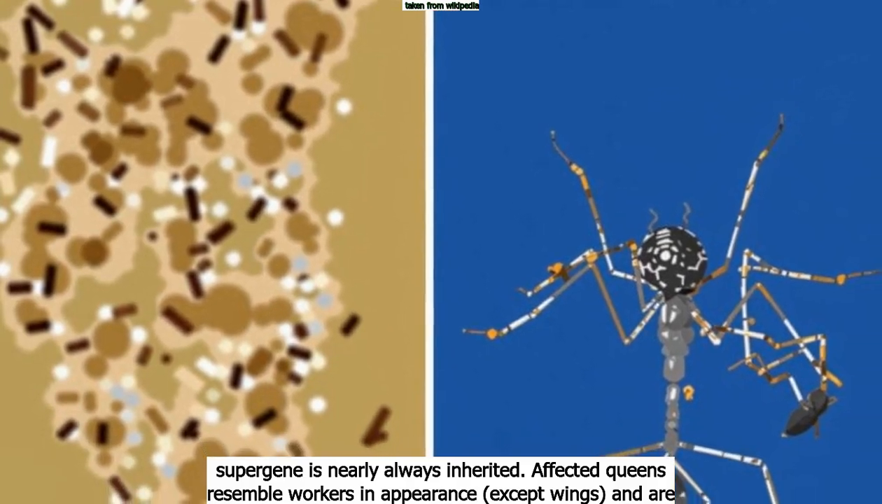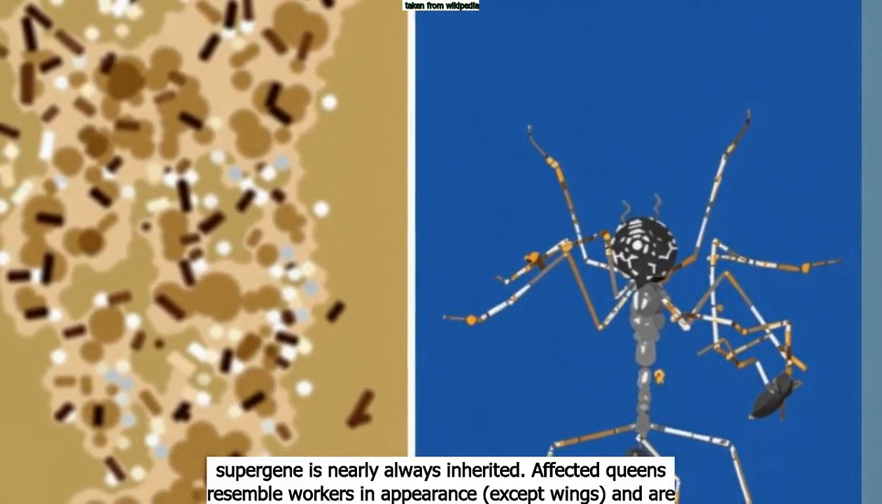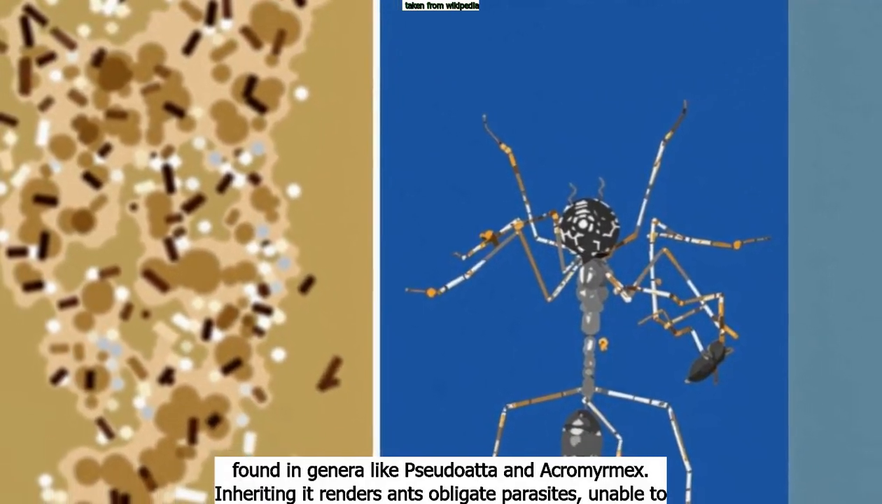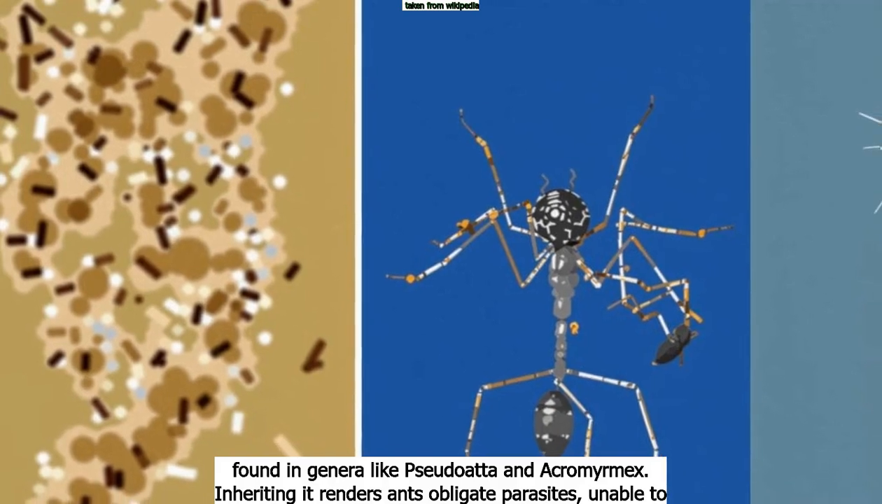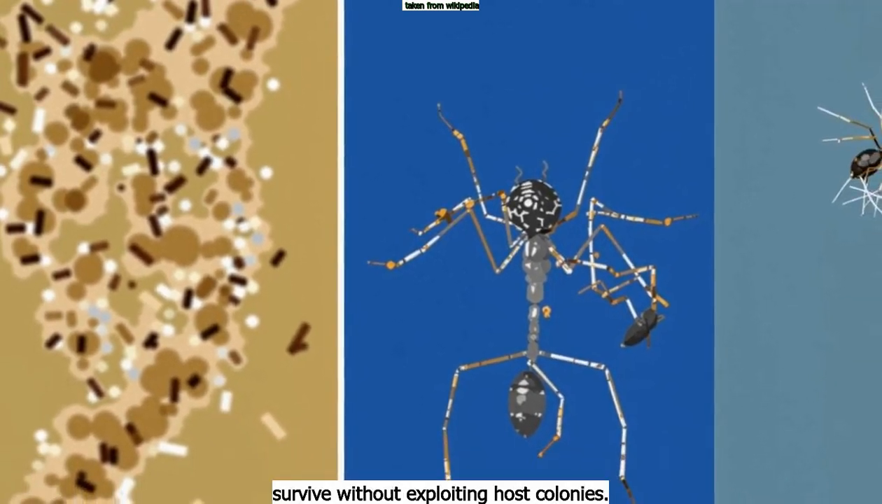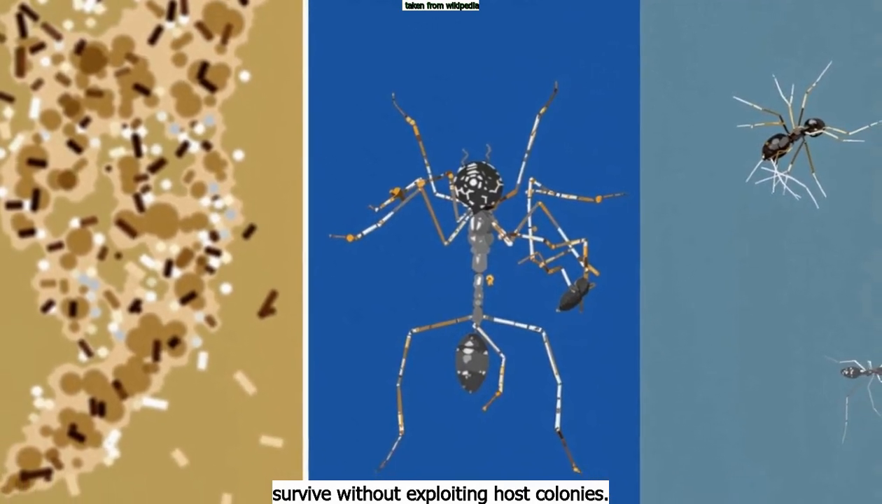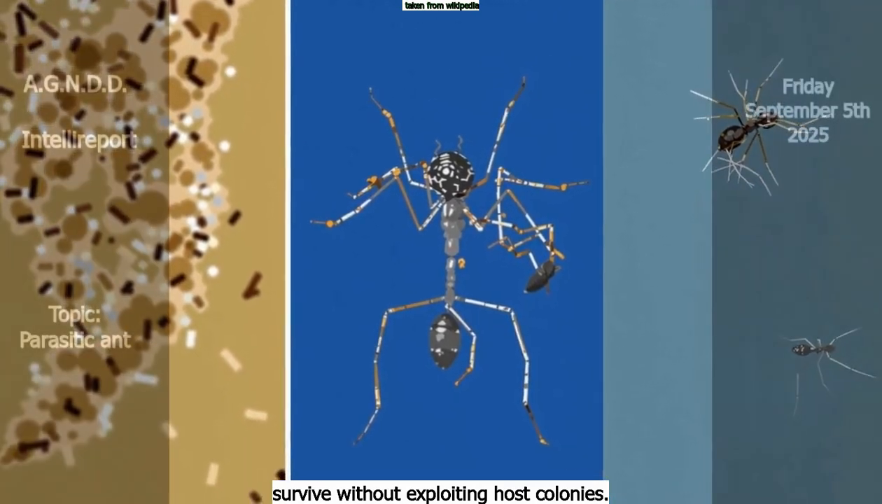This supergene is nearly always inherited. Affected queens resemble workers in appearance, except wings, and are found in genera like Pseudoata and Acromyrmex. Inheriting it renders ants obligate parasites, unable to survive without exploiting host colonies.